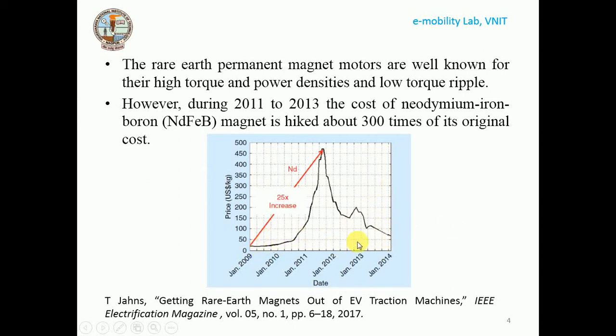This happened because of some countries' market monopoly. I don't want to discuss those countries. So some country had a market monopoly over this permanent magnet. Then researchers and industrialists started thinking about what solutions we have where we can use non-permanent magnet motors for this application. So you can see a 25 times hike.